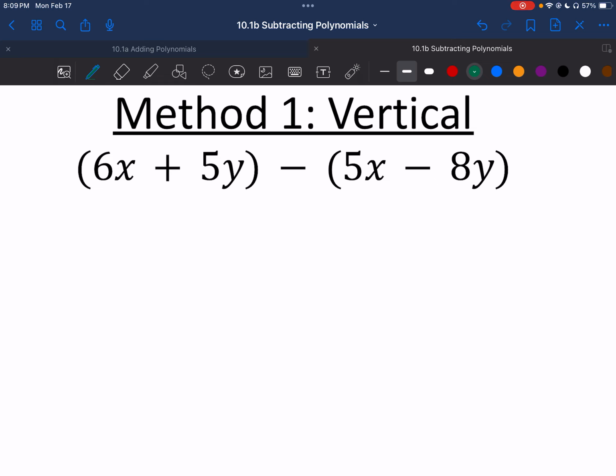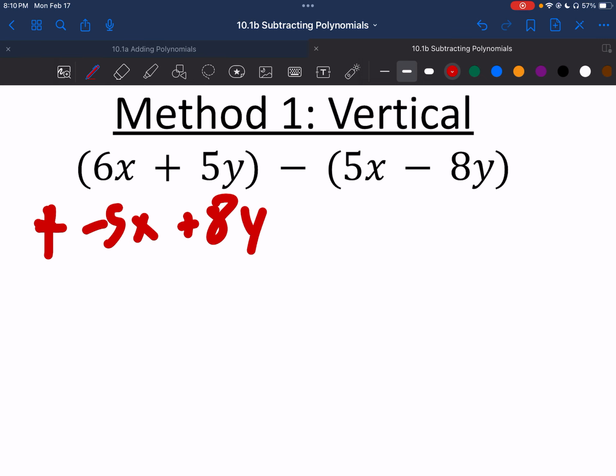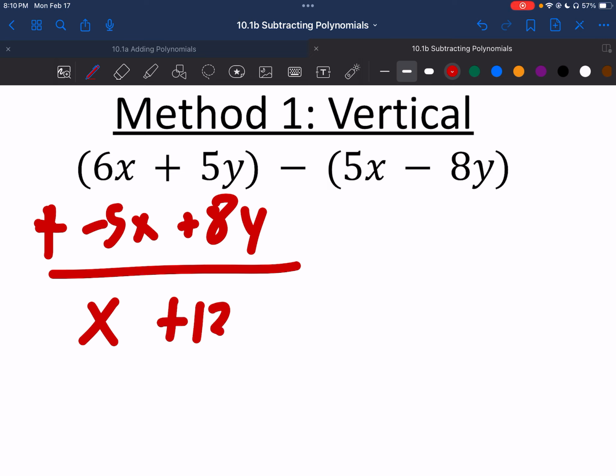So the way we're going to think of subtracting polynomials is in terms of addition, which means we are going to be adding the inverse each time. So we change it to addition, okay? And then the inverse of 5x is negative 5x. The inverse of 8y is positive 8y. And now we're going to add those together. 6x plus negative 5x is just x. And then 5y plus 8y is 13y.